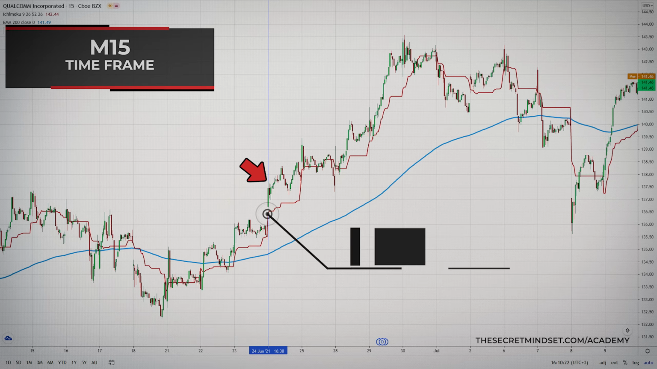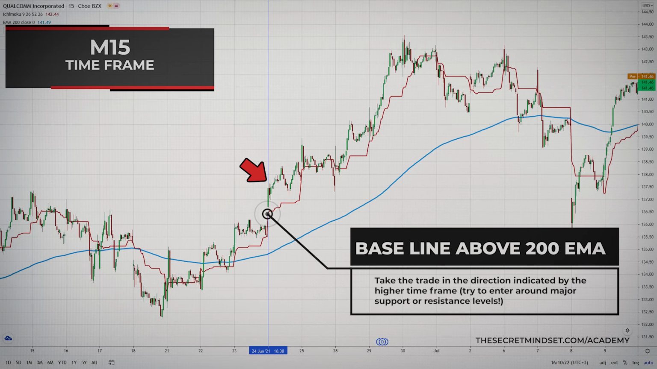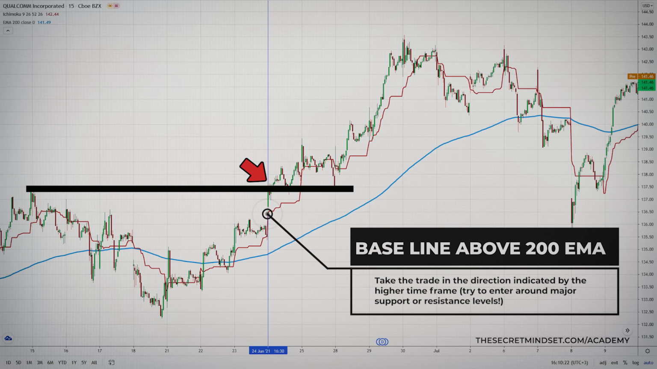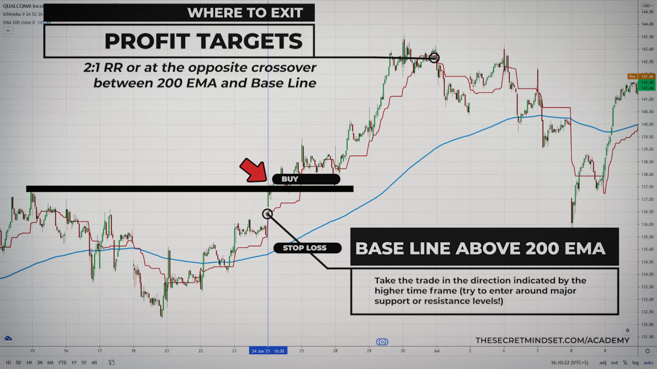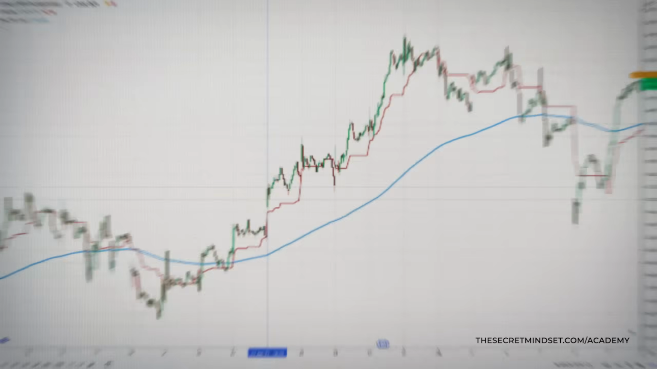If the baseline is above the 200 EMA, then I take the trade in the direction indicated by the higher time frame, keeping in mind other support and resistance points on the chart. Stop loss goes on the other side of the 200 exponential moving average. And as an exit strategy, you aim for a 2-to-1 risk-reward ratio, and you monitor closely the 200 EMA and the baseline crossover. If the trend is strong, you can catch a giant move and exit on the opposite crossover.